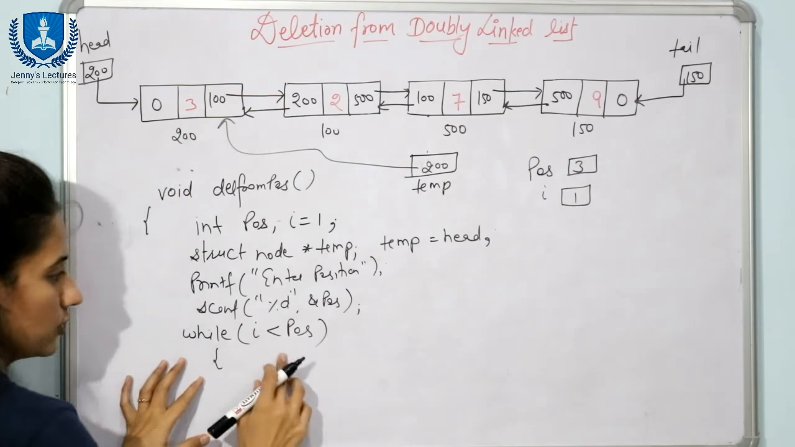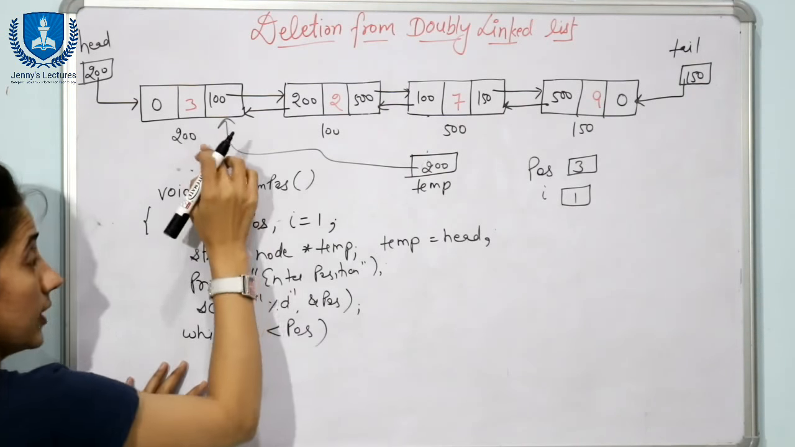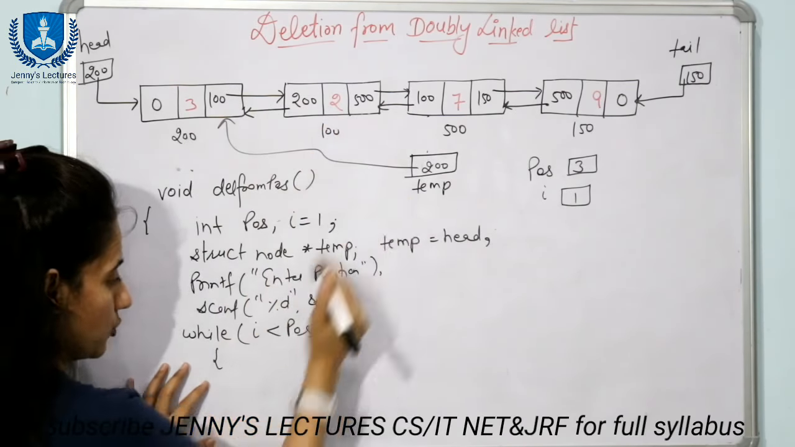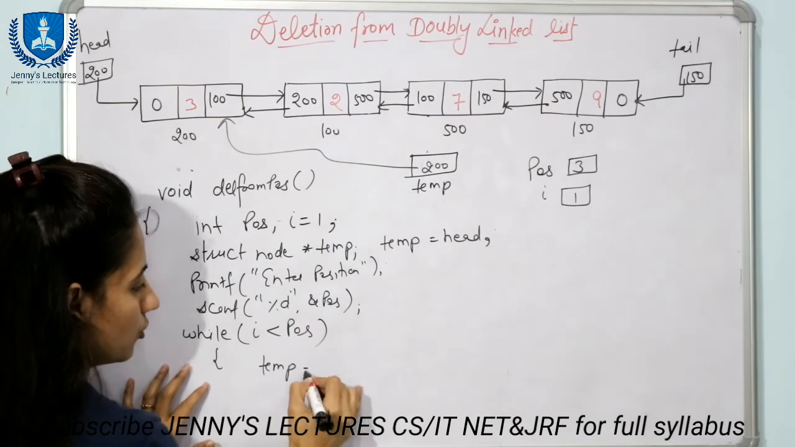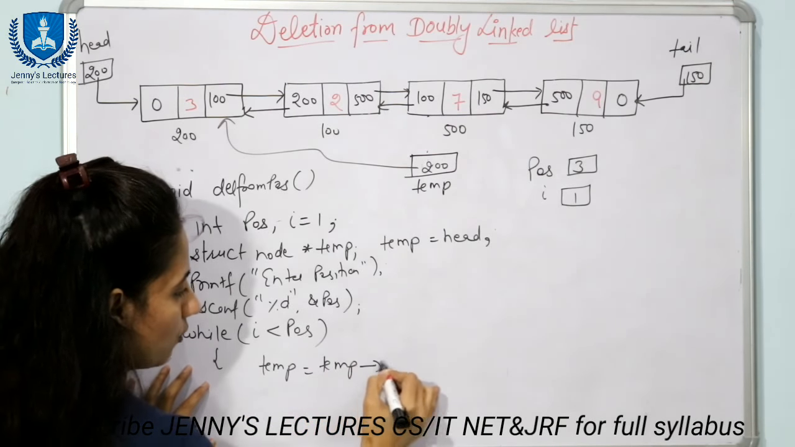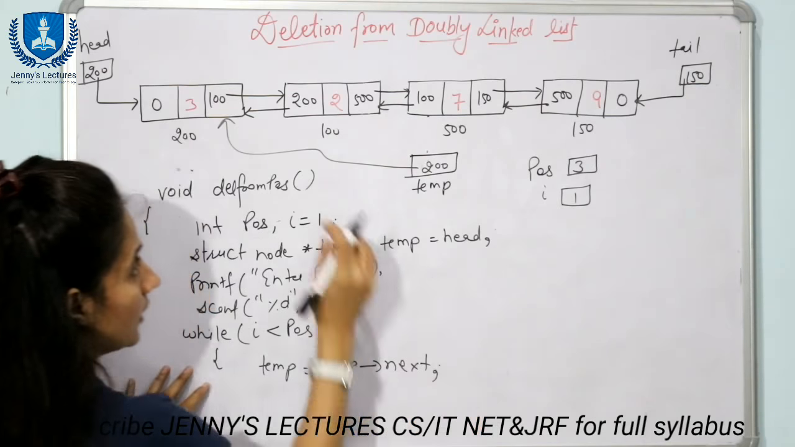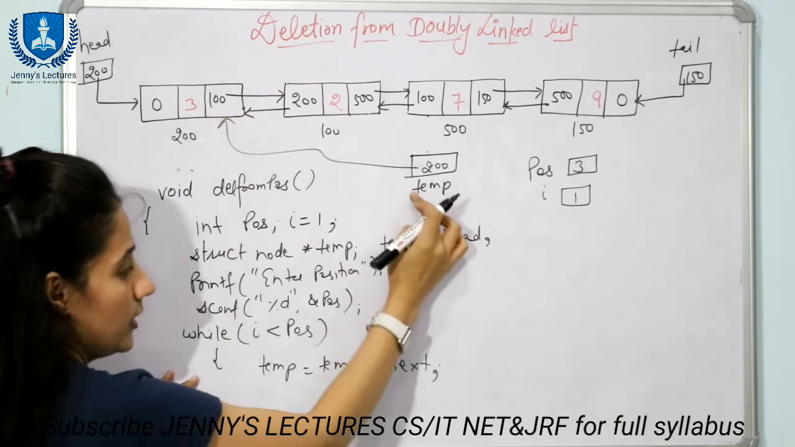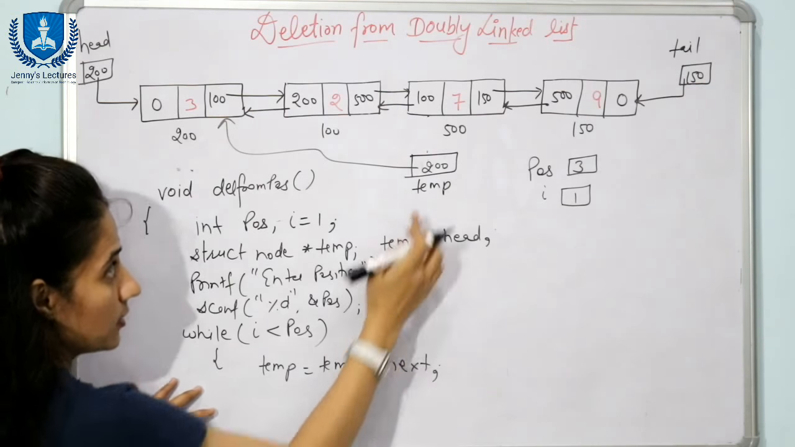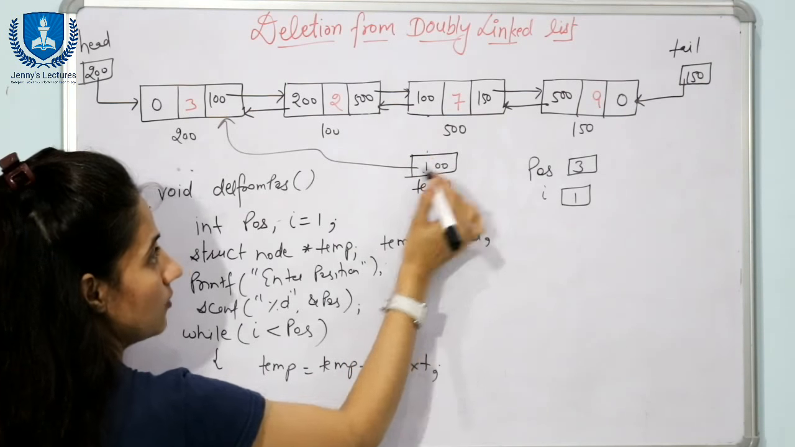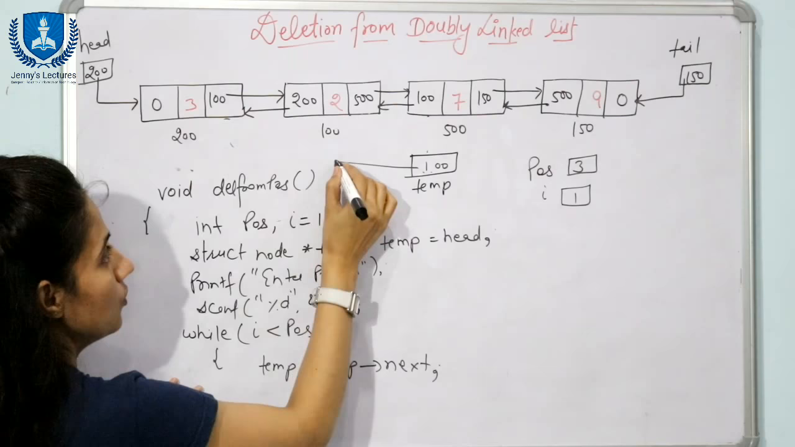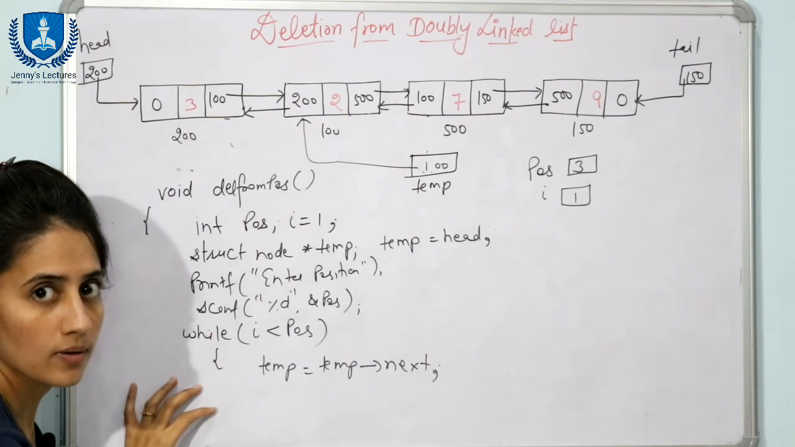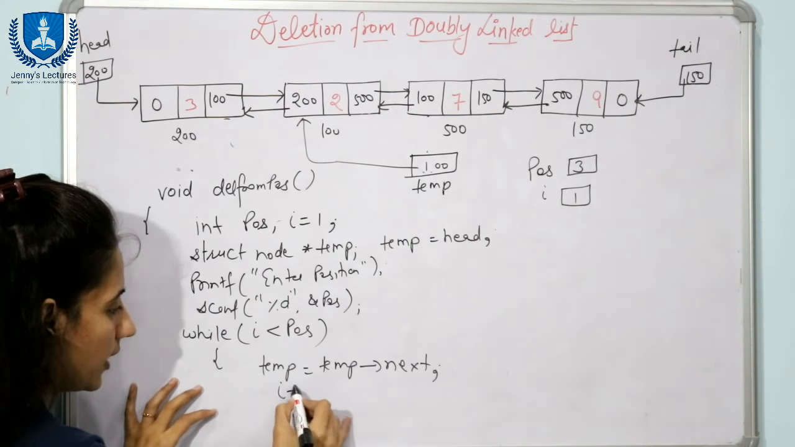Now I will start traversing. While i less than or equal to pos, then we will move this temp. So in temp, now we will store temp of next. It means temp next is 100. Fine. So in temp we are going to store temp next. Now it is having 100. So now temp is pointing to this node, right? And we will do what, i plus plus.